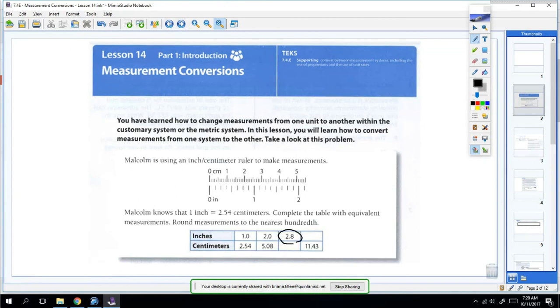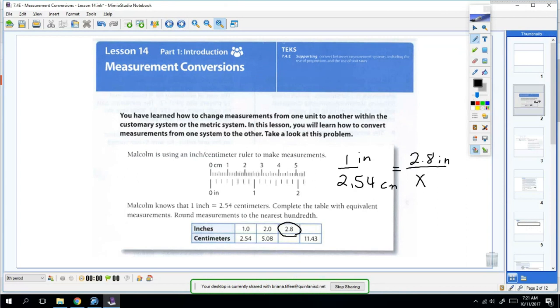Okay, so we know for a fact every 1 inch is 2.54 centimeters. So inches, centimeters. And it's good to label it because you know where to put your numbers. So one thing I need to do is figure out what's 2.8 inches. Well, it means 2.8 inches goes on the top and X goes on the bottom. So what you're going to do is 2.8 times 2.54.